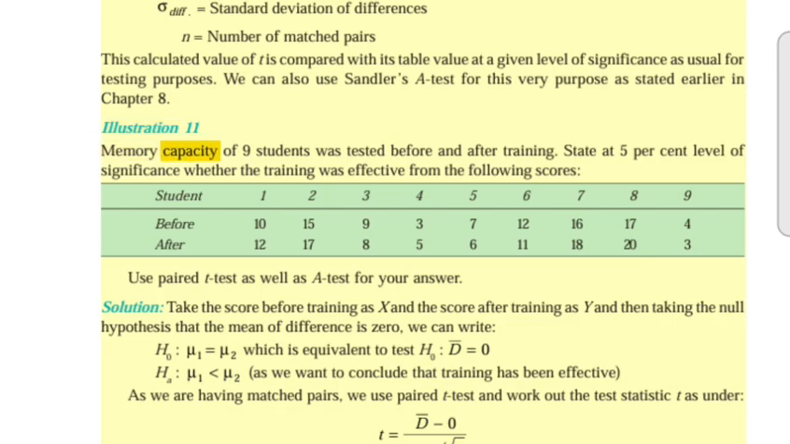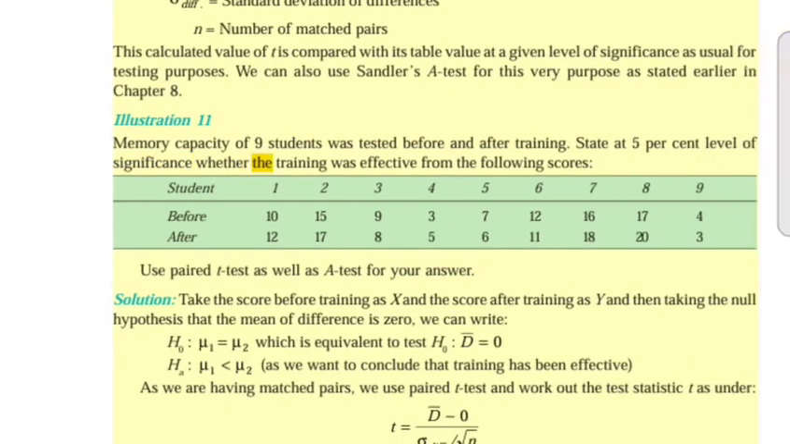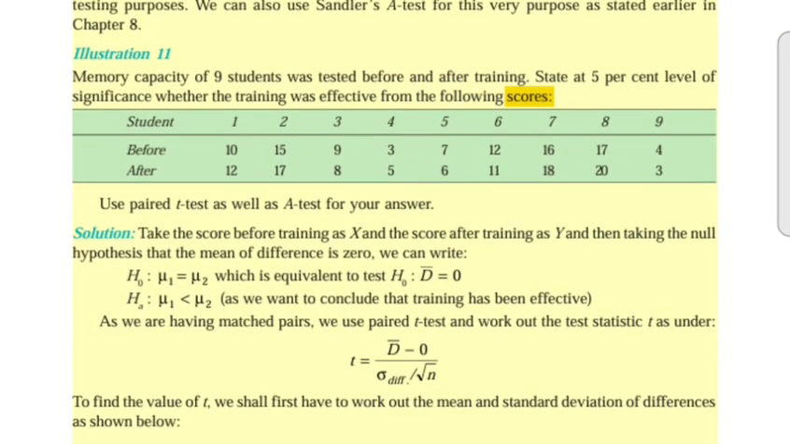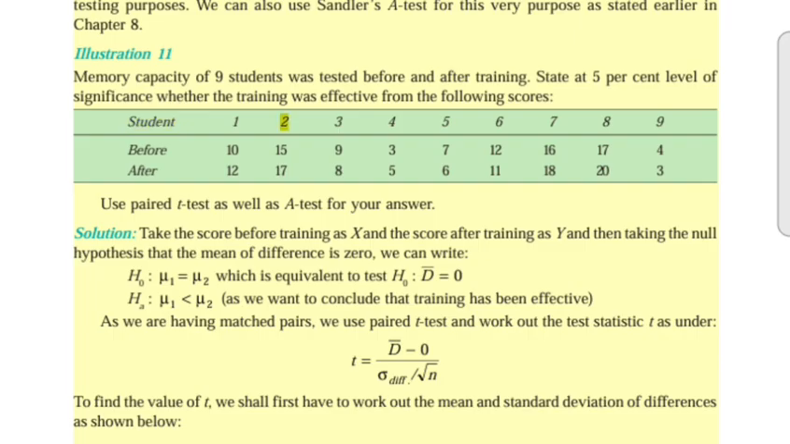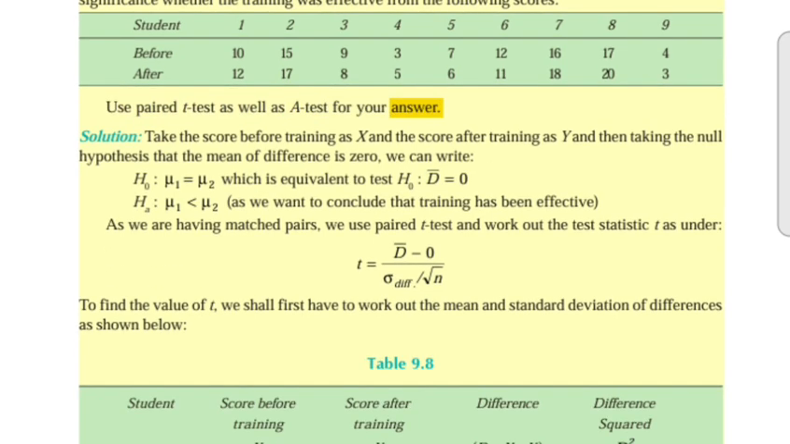Illustration 11. Memory capacity of 9 students was tested before and after training. State at 5% level of significance whether the training was effective from the following scores. Student 1 to 9, before: 10, 15, 9, 3, 7, 12, 16, 17, 4; after: 12, 17, 8, 5, 6, 11, 18, 20, 3. Use the paired t-test as well as the A-test for your answer.